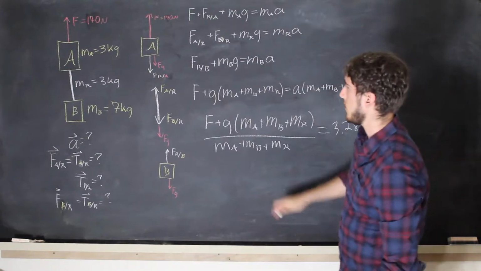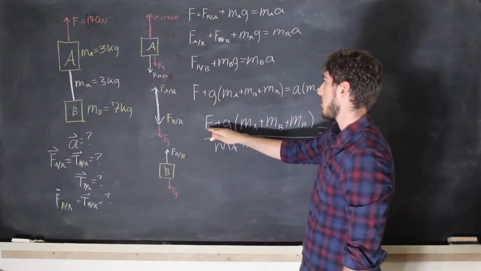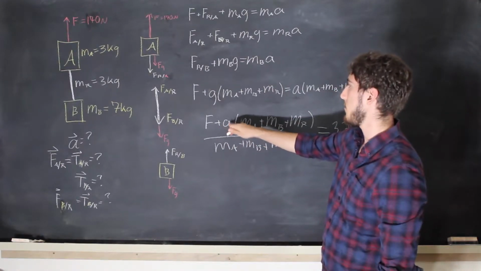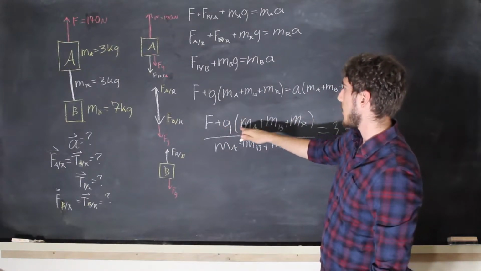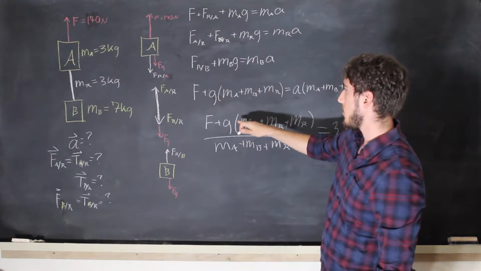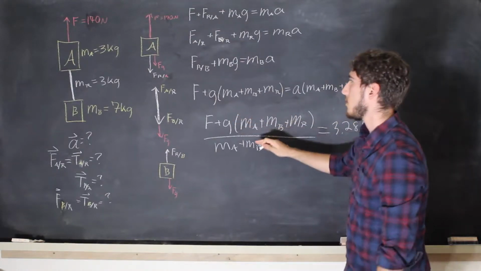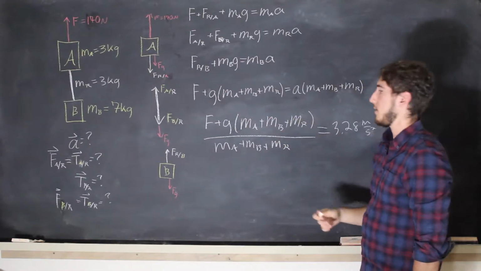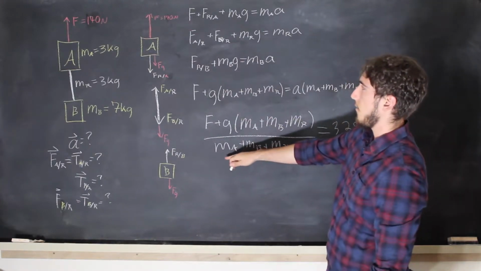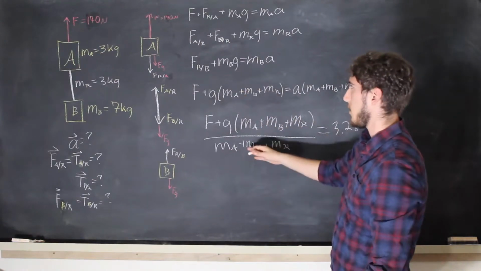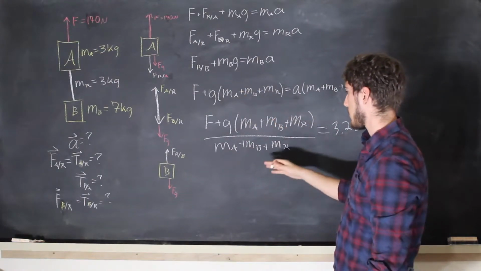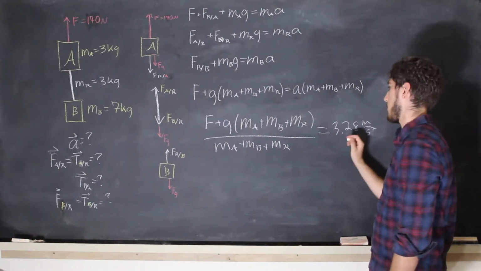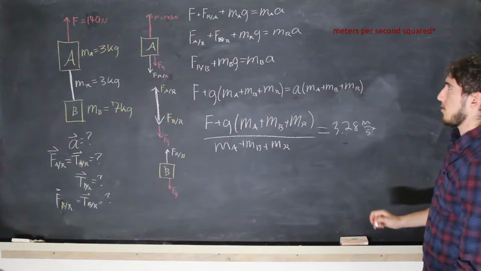And again, that's going to be the force, which is 170 newtons, plus the force of gravity, which is negative 9.8 meters per second squared times 3, which is the mass of A, plus 3, which is the mass of the rope, plus 7, which is the mass of B, over M of A, which is 3 kilograms, plus M of B, which is 7 kilograms, plus M of the rope, which is again 3 kilograms, and it's going to give us 3.28 meters per second squared.